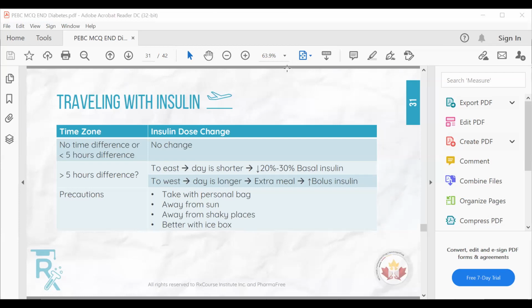Degludec, yes, sir. So Lantus can be kept outside the fridge for 28 days. But if you keep it outside the fridge, you have to get rid of it after 28 days. So it's still an option for a traveler to keep the insulin outside the fridge, but the patient has to make sure that it's only valid for 28 days now.